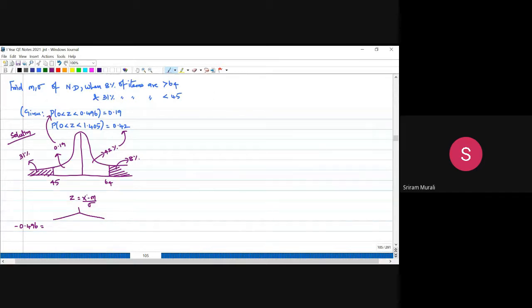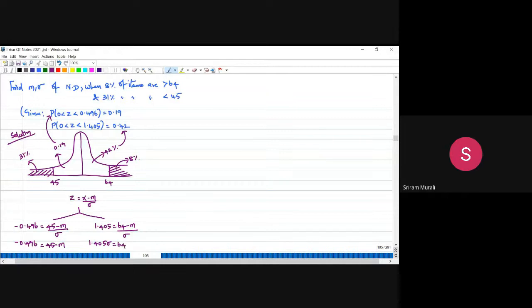You are given with x, that is 45, minus m and sigma to be found. This is for left hand side. For right hand side, it is for 42%, Z value is 1.405. Because of right hand side, this is plus. That is equal to x is 64 minus m by sigma. Can you not solve these two equations? We can, sir.